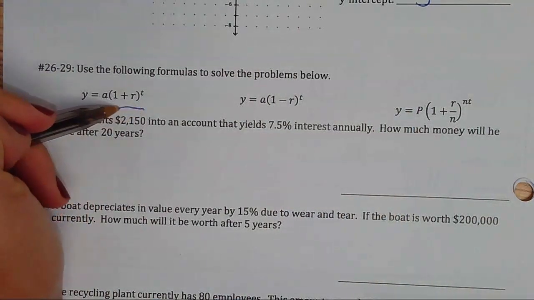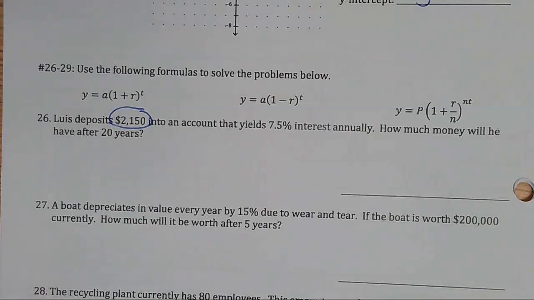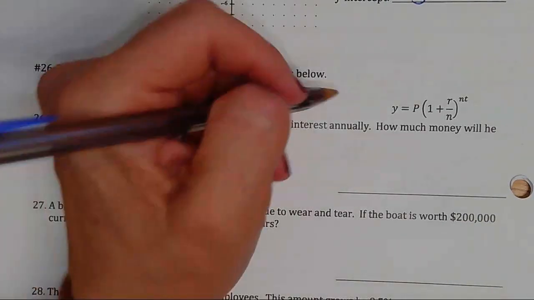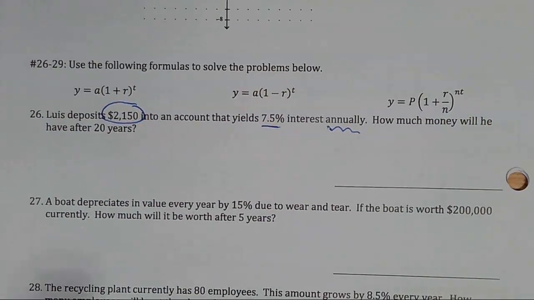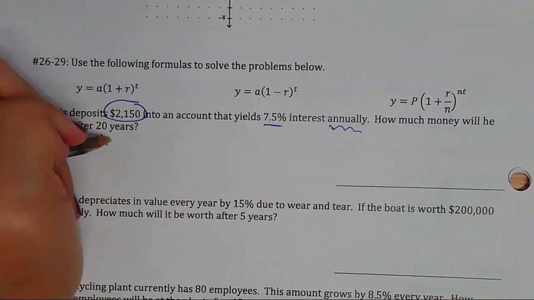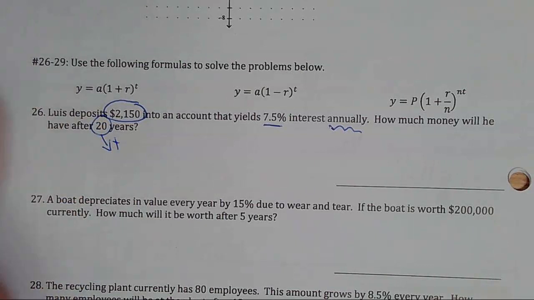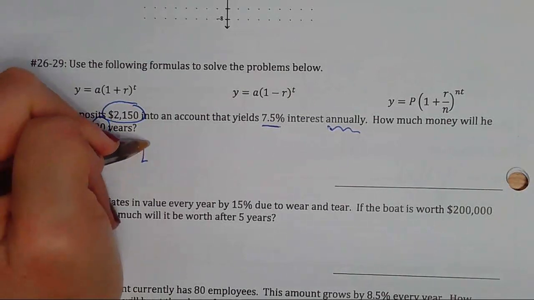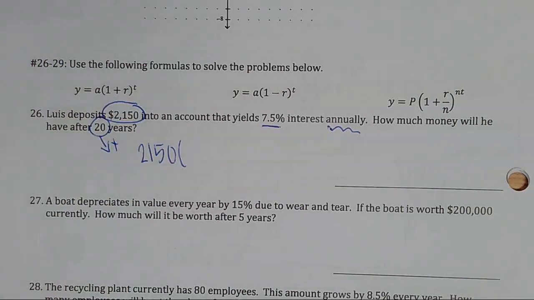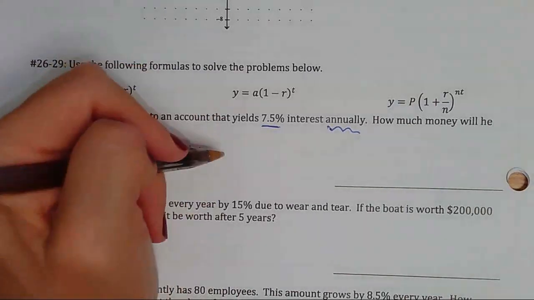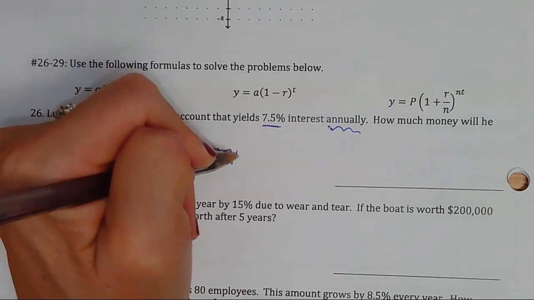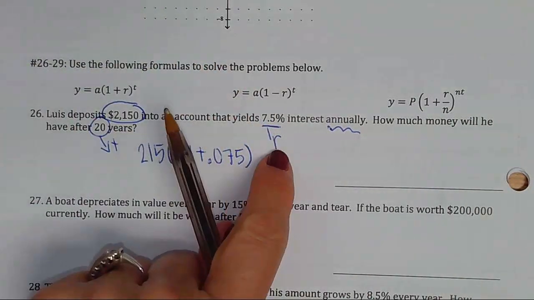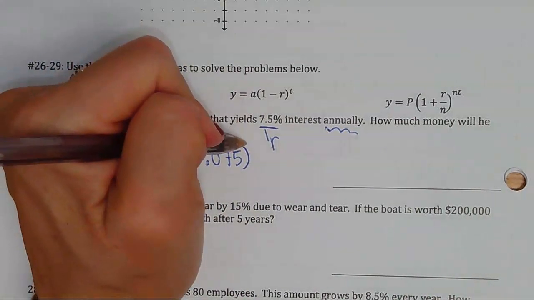So Lewis deposits $2,150 in an account that yields 7.5% interest annually. So just once a year, it's not compounded. And the time frame is 20 years. So he's gaining interest, which means we're going to do 2,150 times 1 plus 0.075, right? Or rate. It's an R for rate. And then for 20 years.